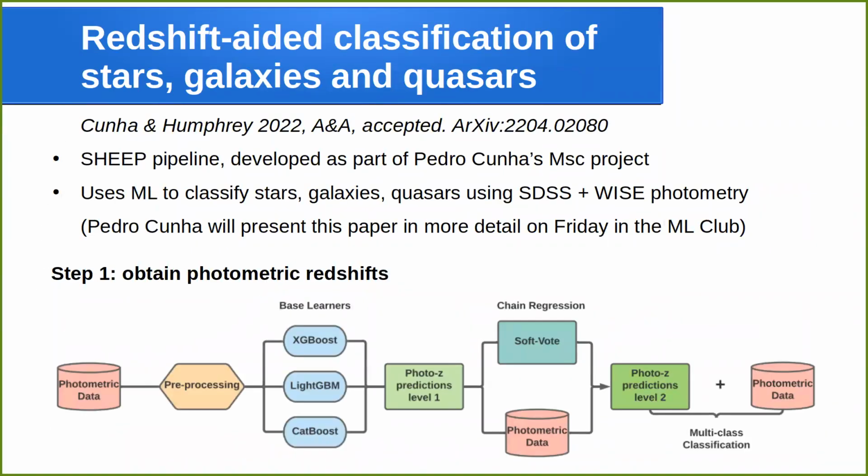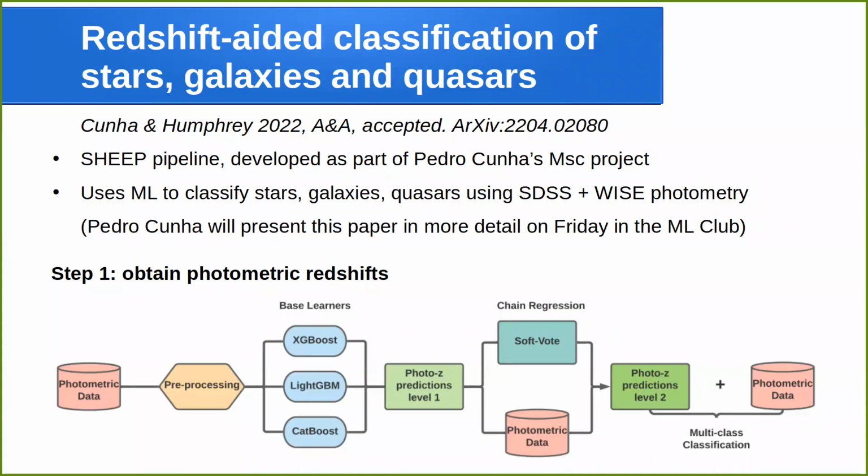Okay, next paper briefly. I'll also talk about the work from Pedro Cunha's master's project, which he published in A&A recently. Basically, the SHEEP pipeline uses machine learning to classify stars, galaxies, and quasars. This was tested using SDSS and WISE photometry. The idea was to see whether we could go beyond what was at the time state of the art of classification of those three types of objects. The key thing here is that first estimating the photo-z, then including that as a feature in your training set helps significantly to improve the classification of the sources.